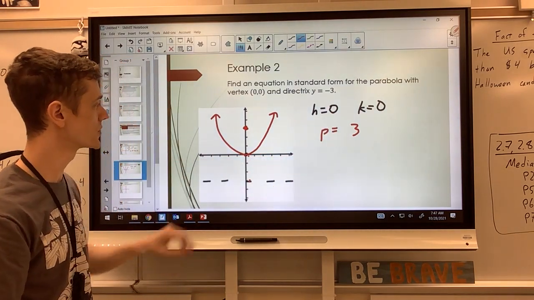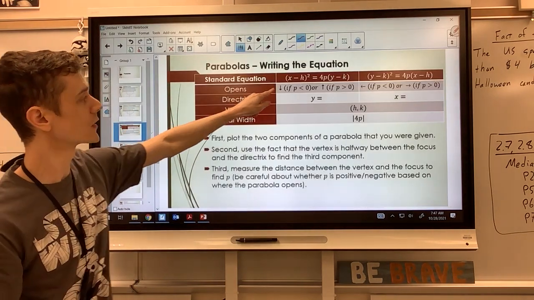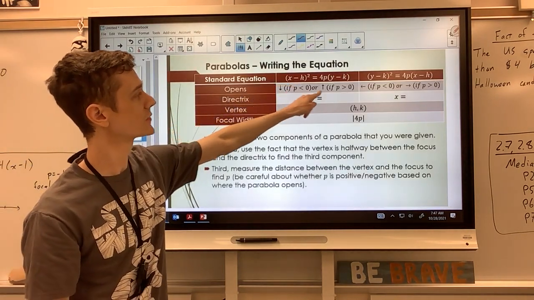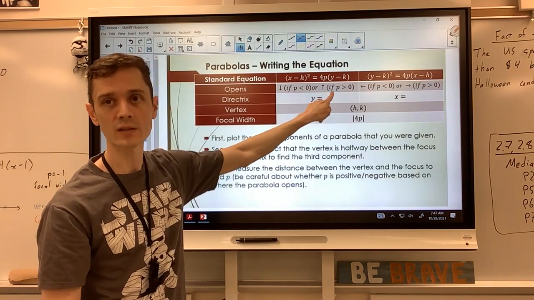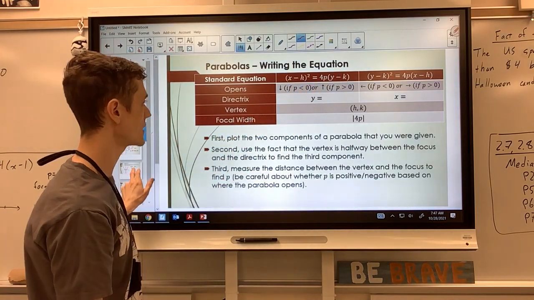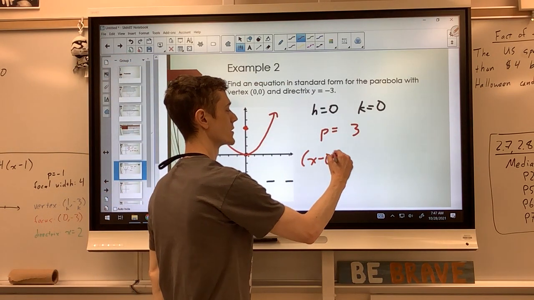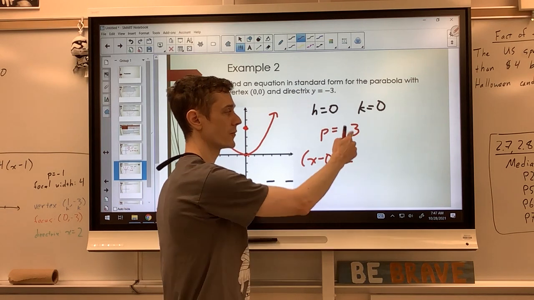The other thing we can do, since we have all of our components labeled now, we can go ahead and write the equation. So I know I'm using the one on the left because it's the up or down opening. Specifically, it's the up opening. So I'm just going to plug in h, p, and k in those spots. So I'm going to have x minus 0 squared equals 4 times p, y minus 0.